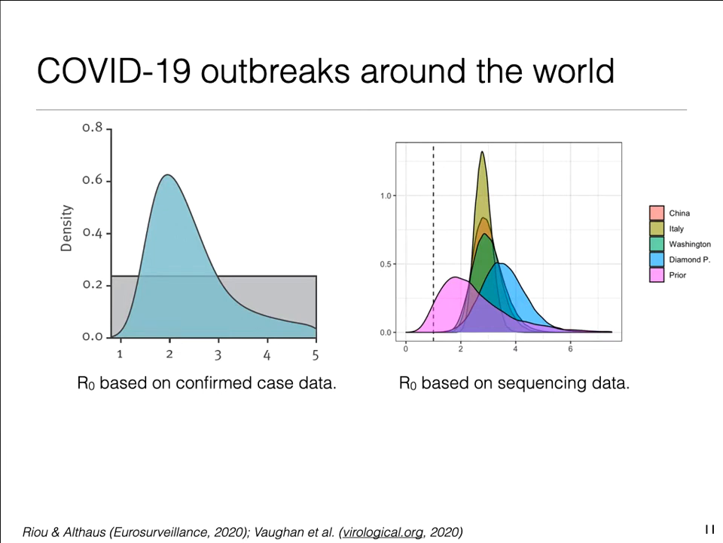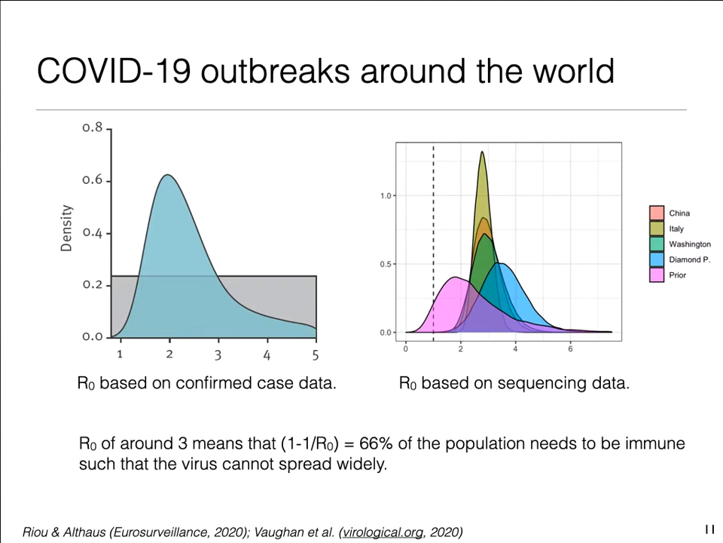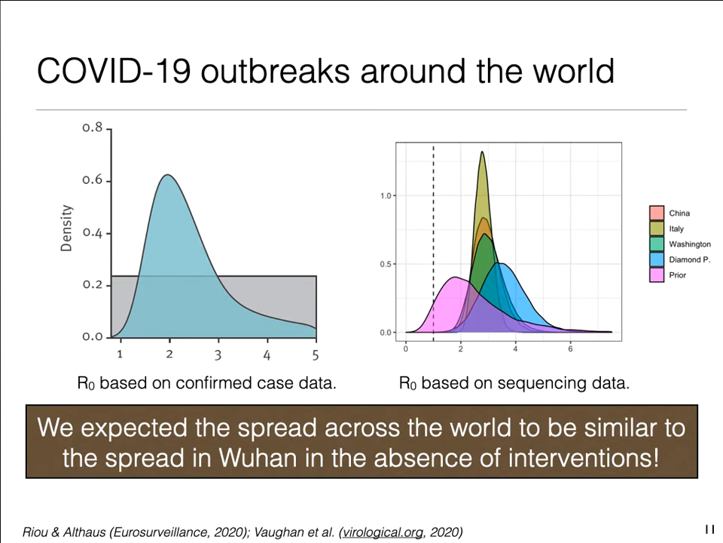Now it's thought that the basic reproductive number back then really was 3 or even higher than 3. And what does that mean? An R0 around 3 means that we need 66% of the population to be immune, such that the virus cannot spread widely anymore. And in particular, based on those studies which we released late February, we were expecting and quite sure that the spread across the world would be very similar to the spread we have seen in Wuhan in the absence of any interventions.